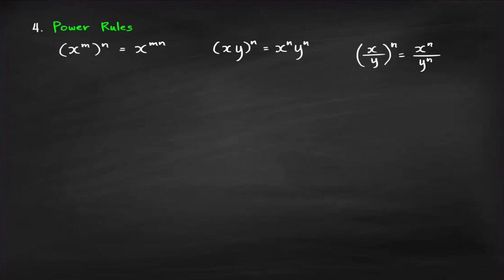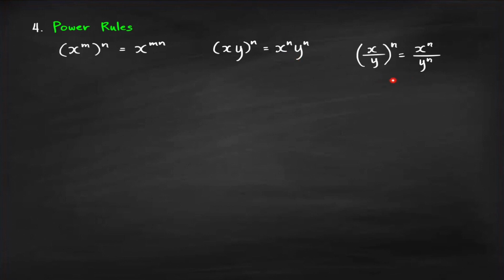And if we have such a situation, we raise the base x to the product of the exponents, m times n. The second power rule is the power of a product. So we have here the product of x and y. So when we raise a product to a power n, we can raise each factor to that power. So here the factors are x and y. So the nth power of the product xy is equal to the nth power of x times the nth power of y.